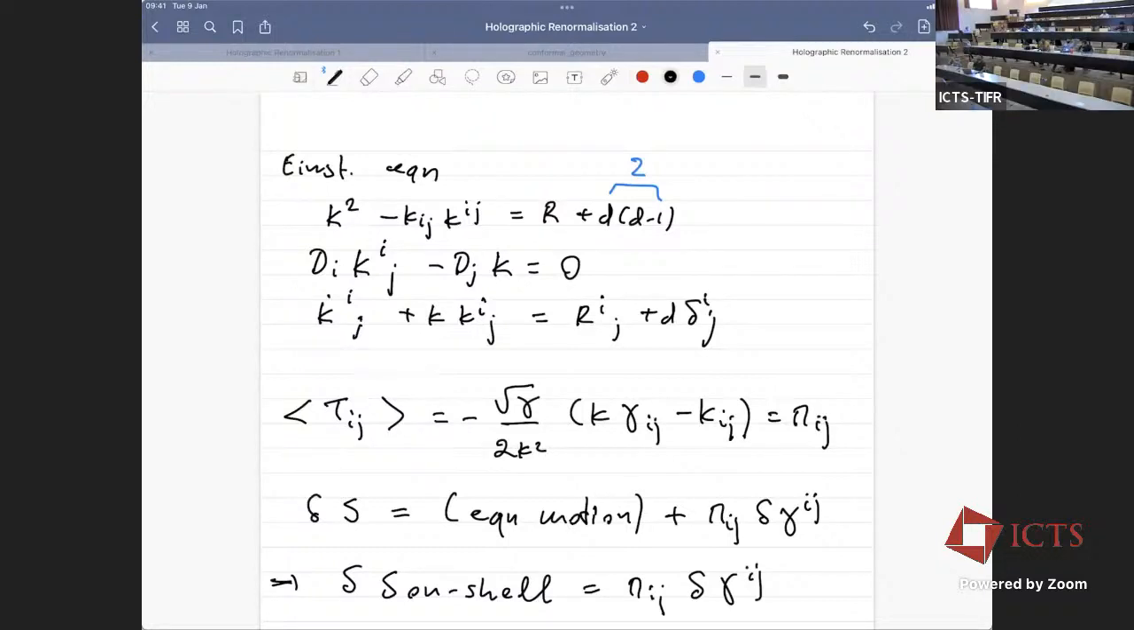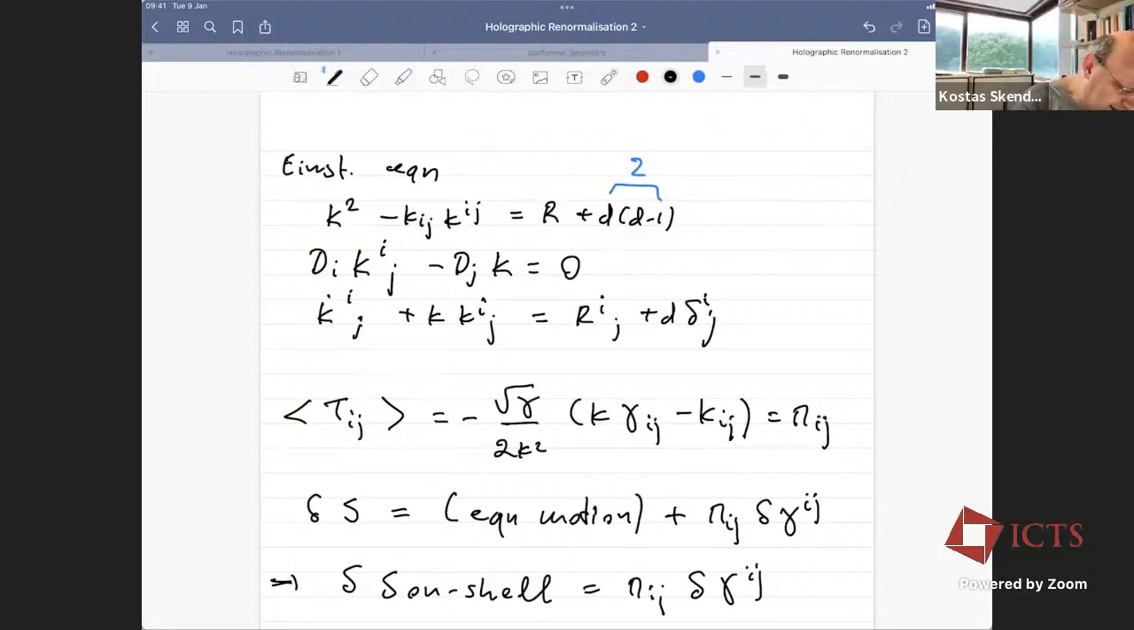So this is okay. Let me put it here. So for the rest of the talk, in 3 bulk dimensions, D plus 1 equals 3.